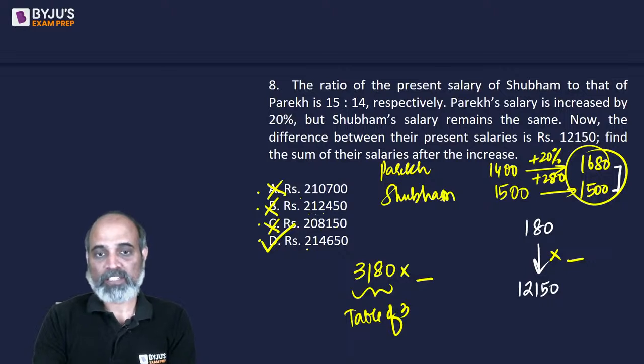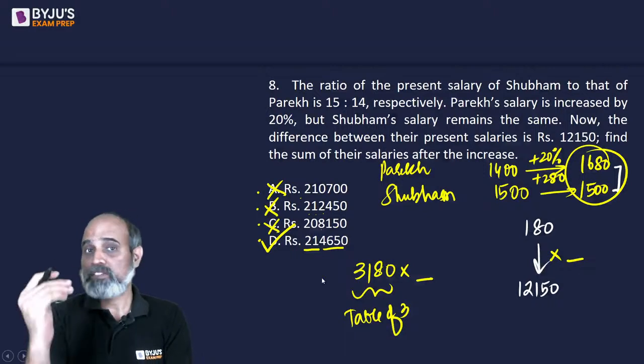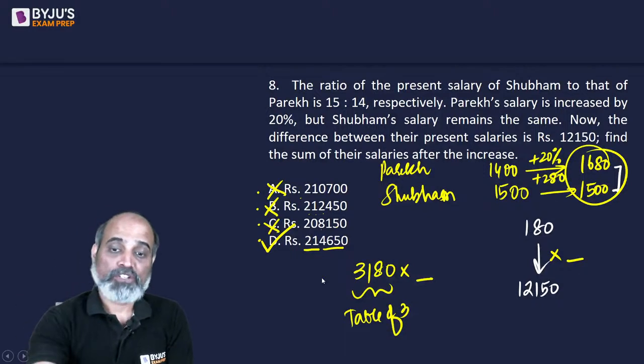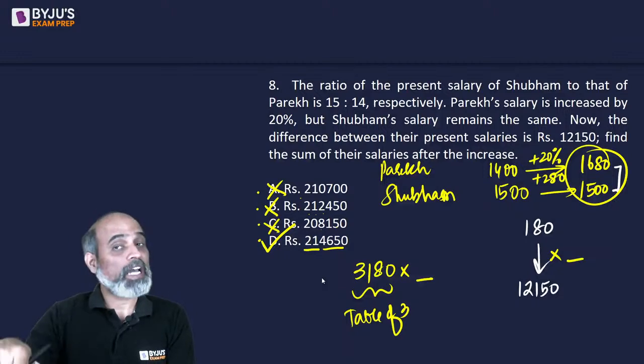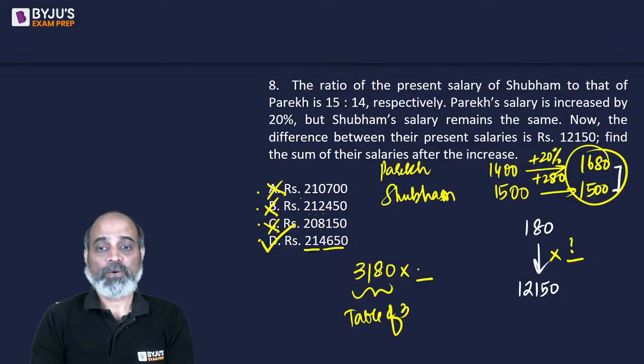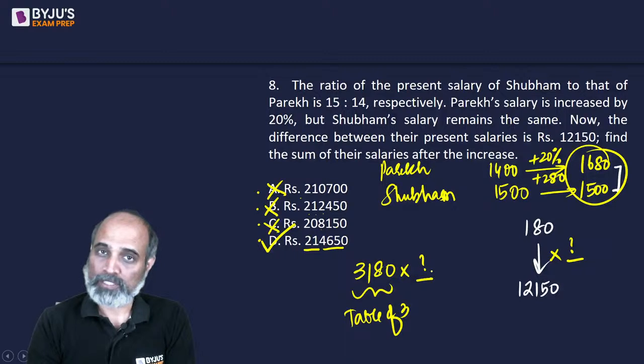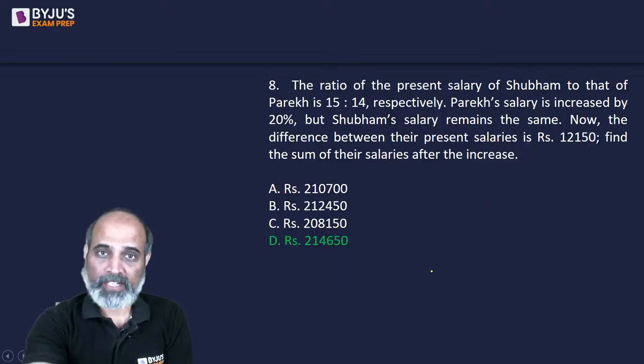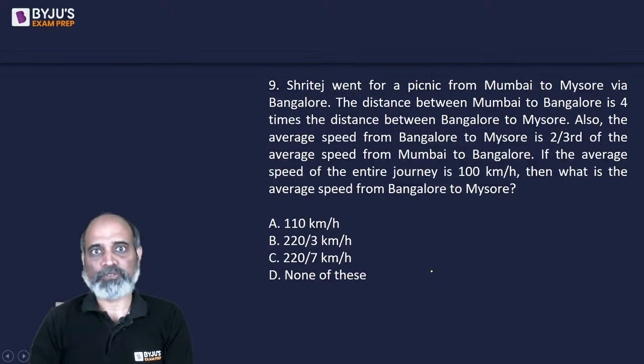Let's verify this. 2 plus 1 is 3, 4 plus 6 plus 5 is 15. 3 is also divisible by 3, 15 is also divisible by 3. So D becomes our answer without actually finding out what multiplier we have to use here. Right? So using a bit of common sense, we were able to solve it.